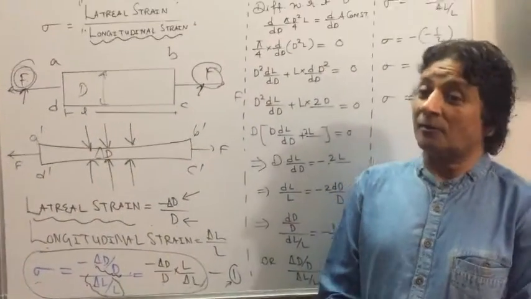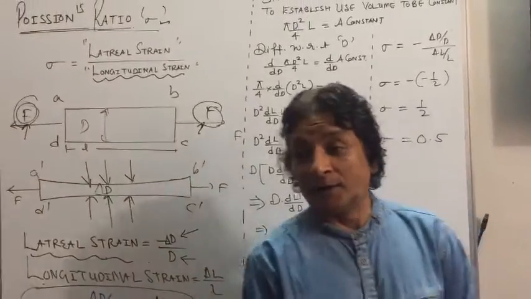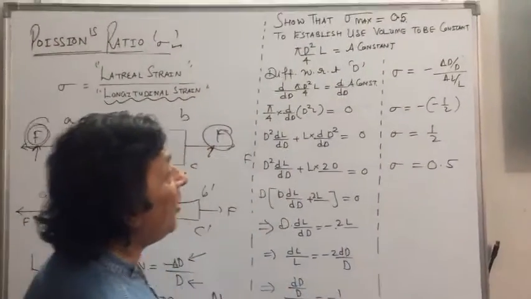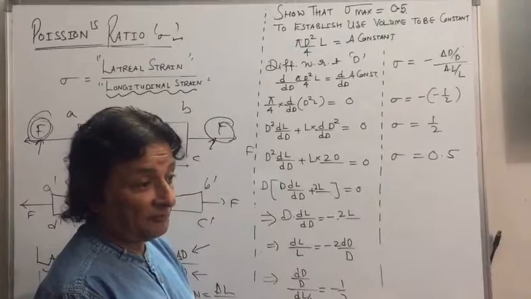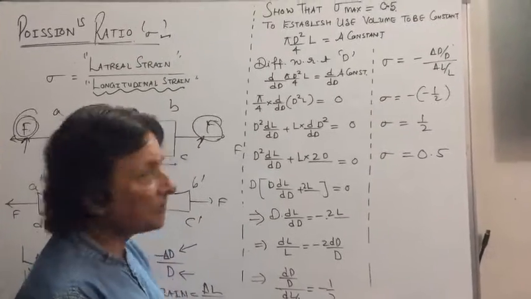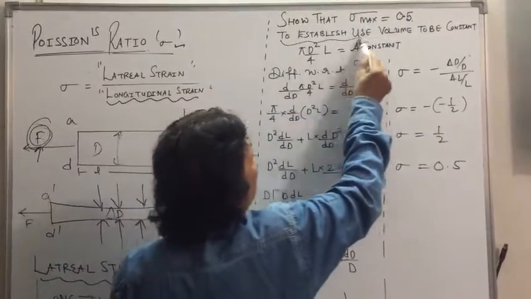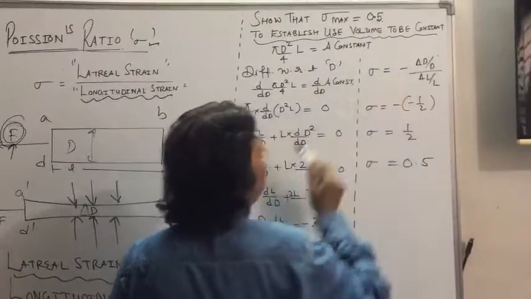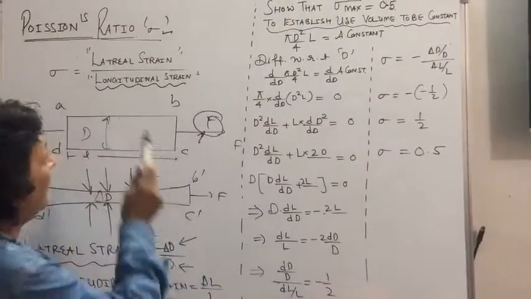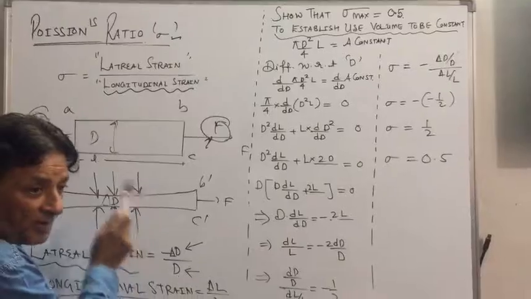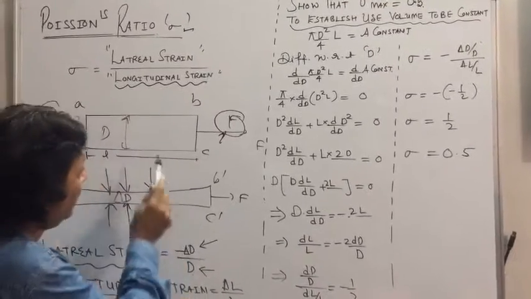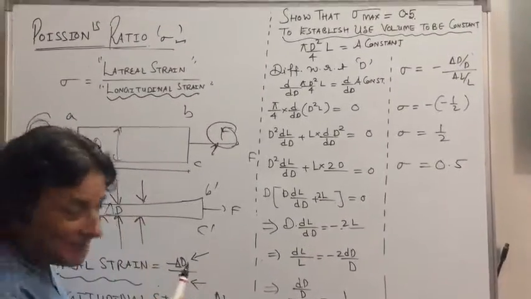If you get a question, prove that the maximum value of Poisson's ratio is 0.5, then how will you do this? To establish, we use the volume to be constant. For Poisson's ratio, volume has to be constant. Only then there will be a decrease.